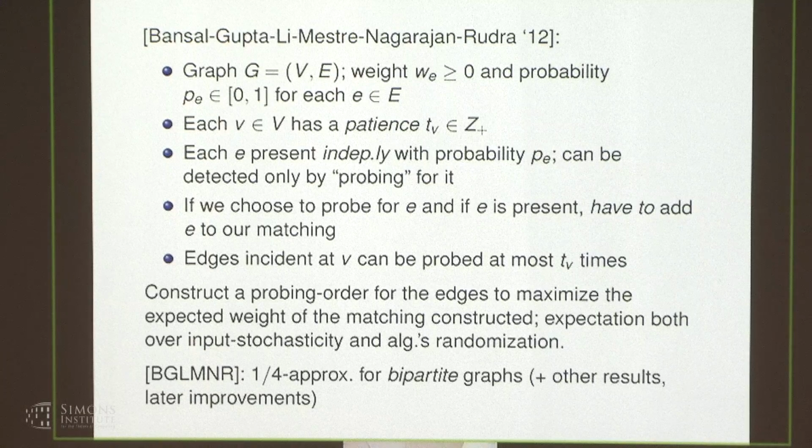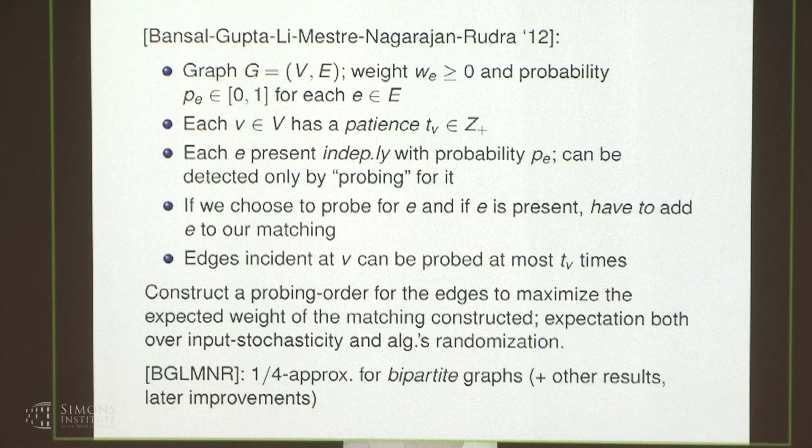So it boils down to in what order, maybe adaptively or non-adaptively, will you probe the edges in order to maximize the expected weight of the matching that you construct. When we say expected weight, we mean that the randomness is both over the stochasticity in the input and the algorithm's randomization. Okay, so this is the problem. I'll give you a moment to stare at it. Once again, it's very interesting. Its complexity is very much not understood yet for such a basic sounding problem. Even if you drop the patience constraint and so on, I don't think the complexity is known.